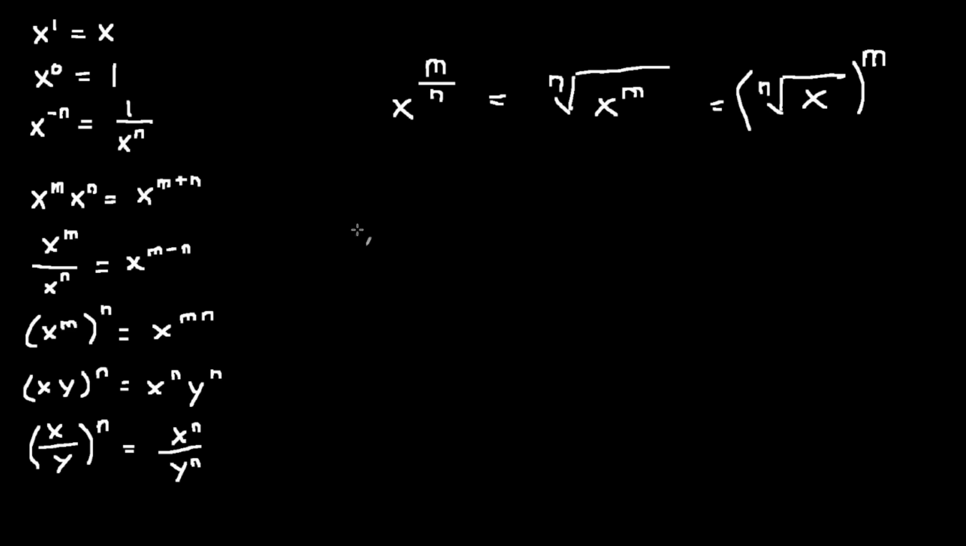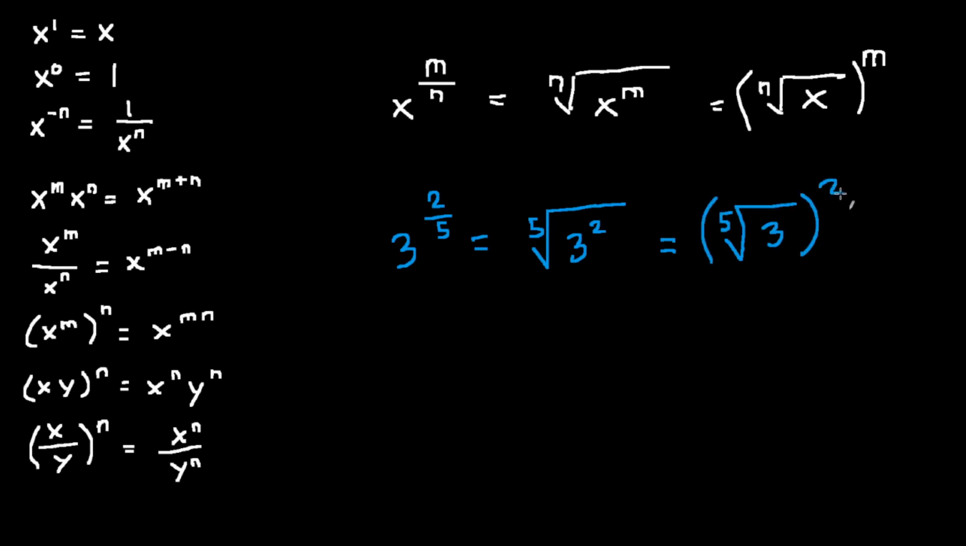Di ko alam kung na-discuss na to sa inyo, pero bibigyan ko lang ng example. Halimbawa, ang binigay sa atin is 3 raised to 2 over 5. Okay? So, ito, equal lang to sa 3 squared, 3 raised to 2, and then yung 5th root nun. And then, pwede rin siyang i-express as 5th root of 3, and then yung quantity na yon raised to 2. So, same lang siya, kahit alin dyan ang gamitin natin.